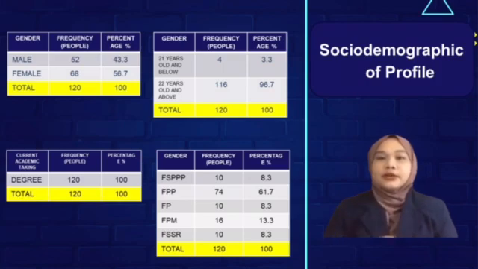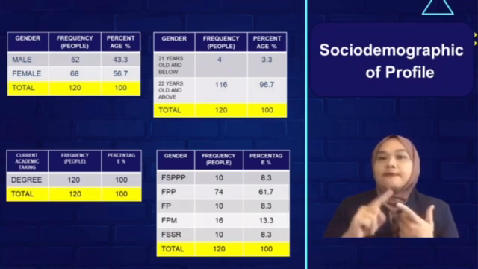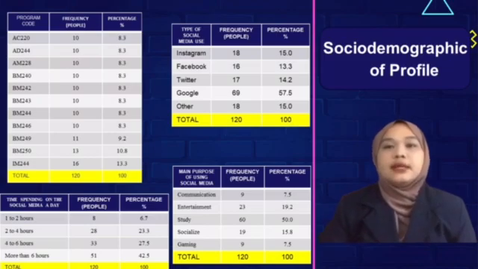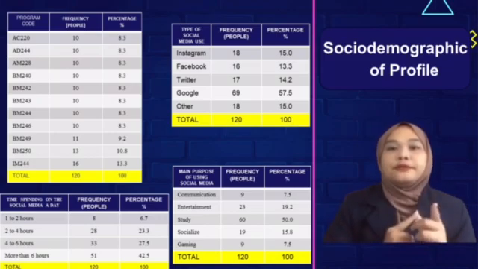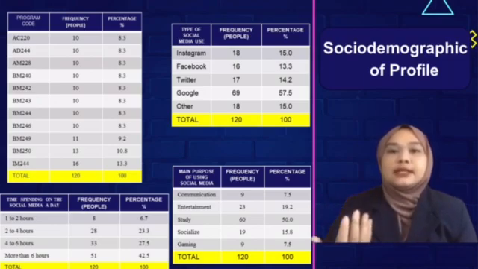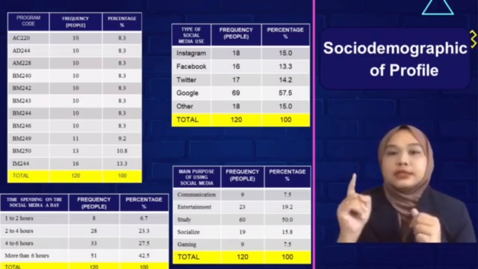Meanwhile, 8.3% of the respondents were from the faculties of SAPPP, FP, and FSSR. In terms of program code, 13.3% of respondents were from IM244. Meanwhile, 10.8% of the respondents were from BM250 and 9.2% from BM249. Most of the remaining respondents, 8.3% each, were from SC220, AD244, AM228, BM240, BM242, BM243, BM244, and BM246.